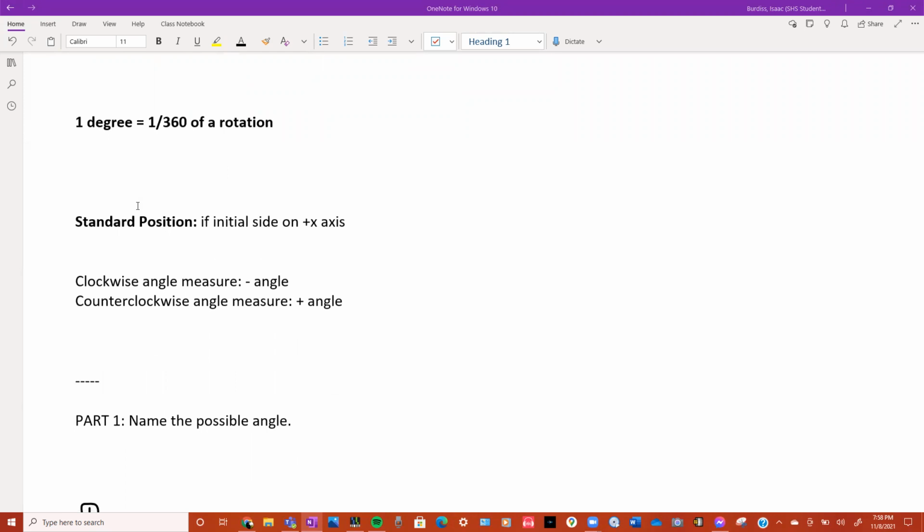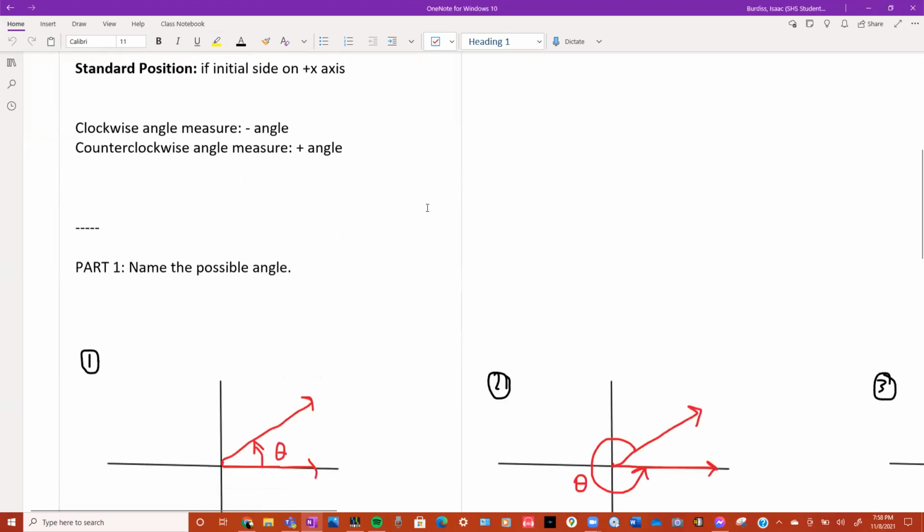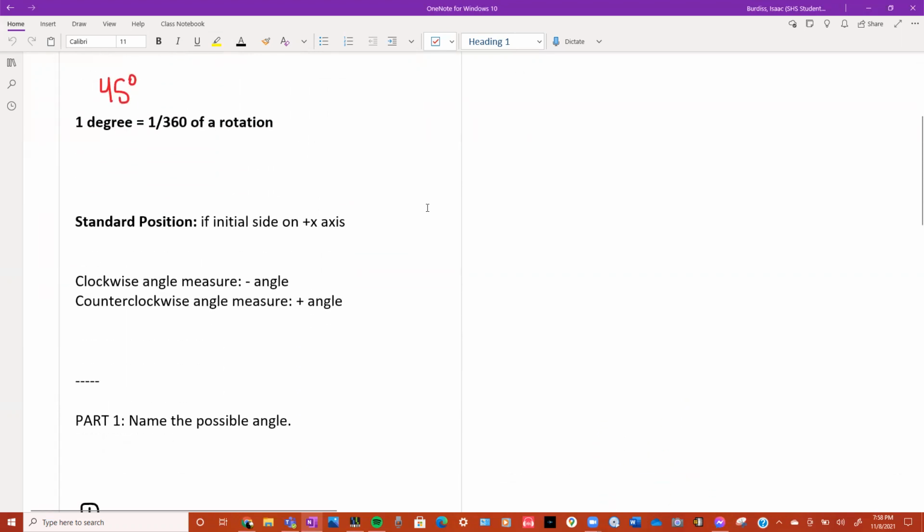So probably if you have 45 degrees, that would look like this. It should show up soon. There we go. And so 1 degree is 1/360th of a rotation. So there are 360 degrees in a whole rotation.